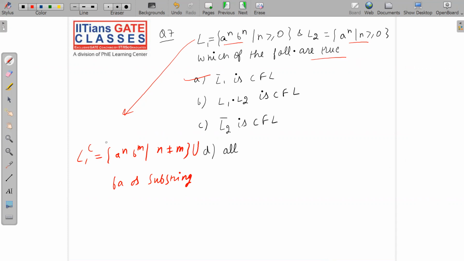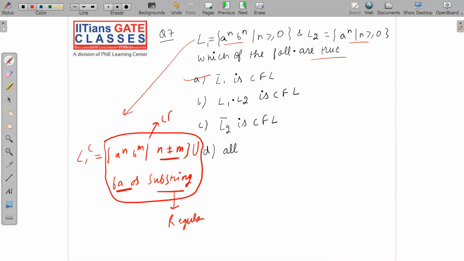So L1 complement will be this entire thing: A power N, B power M, such that N is not equal to M, union the BA-as-substring language. The union of these two will be L1 complement. Now, BA as a substring, I hope you remember, is regular, and the other is CFL. Now regular union CFL is what? CFL, because with union with regular, all these languages are closed. So L1 complement will be CFL. And again, I am repeating, if you apply the closure property, you will say that L1 is CFL.